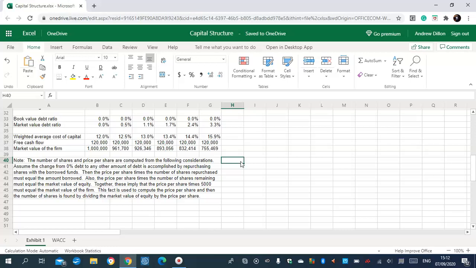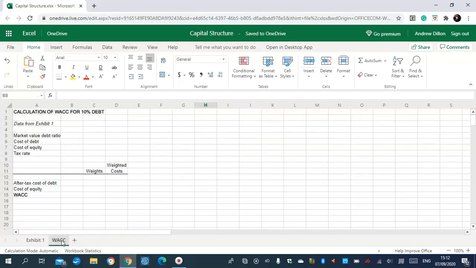Together, these imply that the price per share times 5,000 must equal the market value of the firm. This fact is used to compute the price per share, and then the number of shares is found by dividing the market value of equity by the price per share, which I already did from the previous video at the very start. Okay, the weighted average cost of capital sheet, let's go into that.